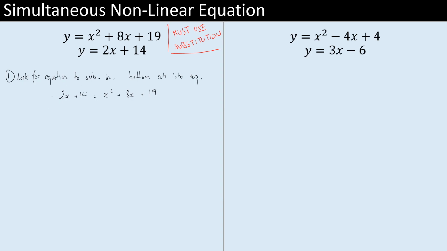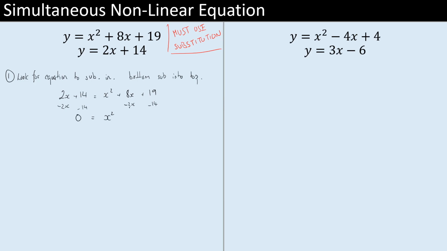And just to clean things up, because we've got x's on both sides and numbers on both sides, I'm going to get everything together, all on the same side of the equal sign, just so I can see what it is that we've actually got. So we're going to take away 2x from both sides, and we're also going to take away 14 from both sides. Okay? So that would leave me with nothing on this side, which is good.